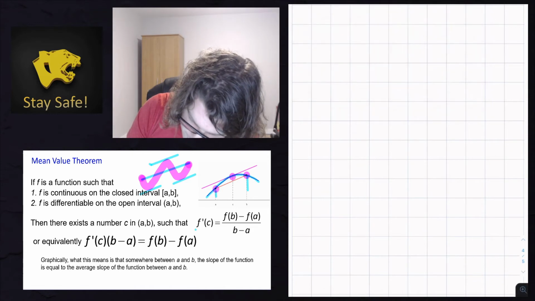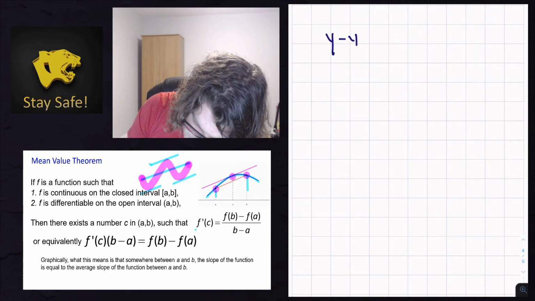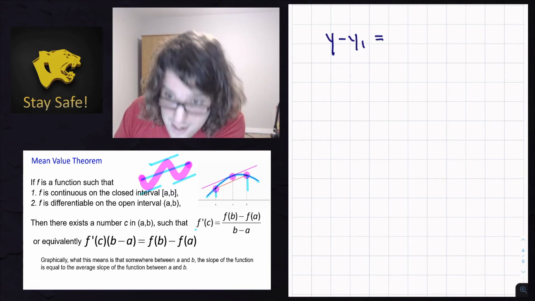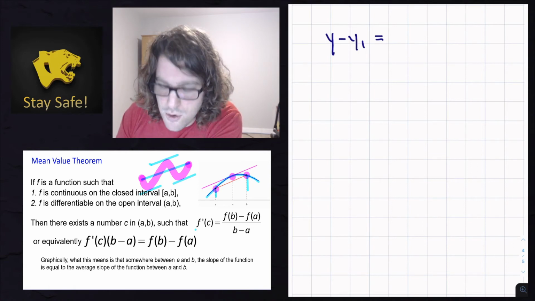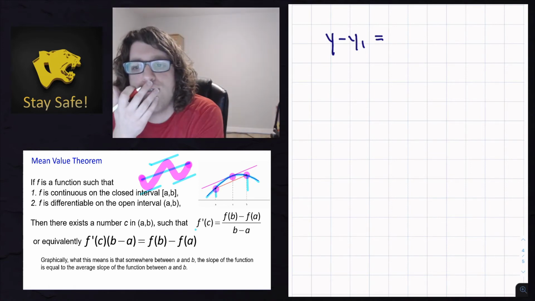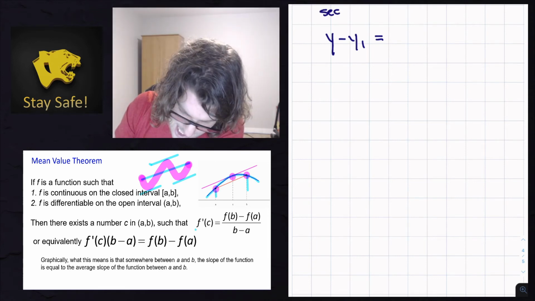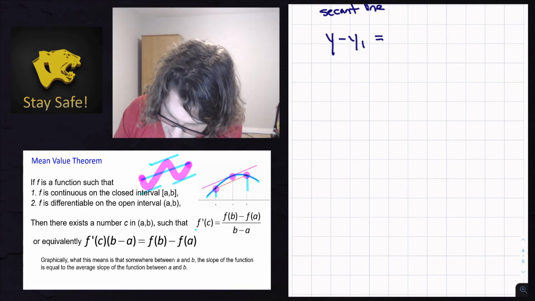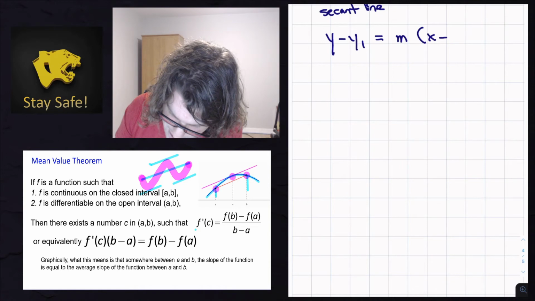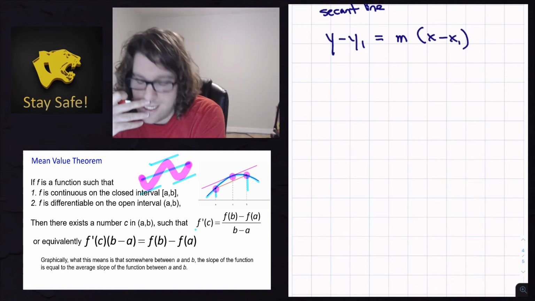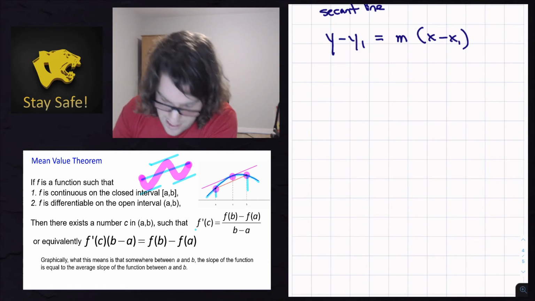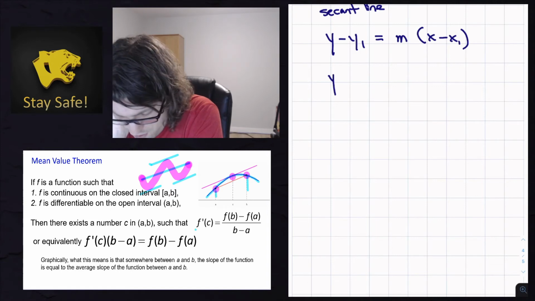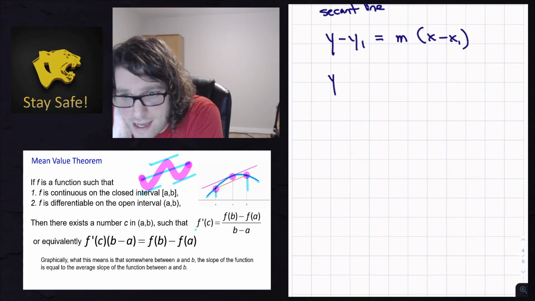So I'm going to start out by saying we have y minus y1 is equal to the slope, so I'm going to come up with an equation for the secant line. So this is my secant line specifically. It's going to be y minus y1 is equal to the slope times x minus x1. If I were to fill in some of the information that we actually know, what y1 is, I could take either point, but I'm going to take the one at a.